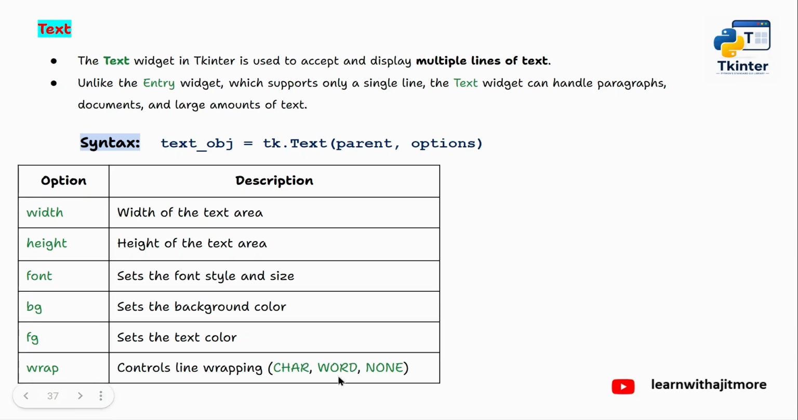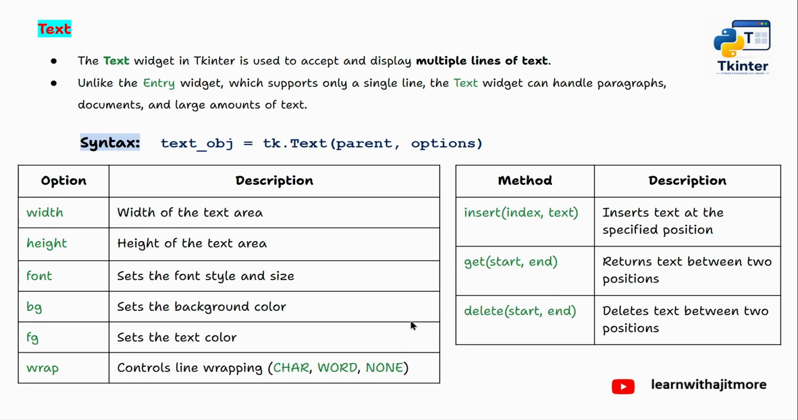Wrapping is on the character or word. If you give word, then it will adjust in words only. That entire word will go on the next line, or it will decrease the space and try to adjust on the same line. And if you give characters, some part of your word will be in the previous line, some part in the next line. And for no wrapping, give none.